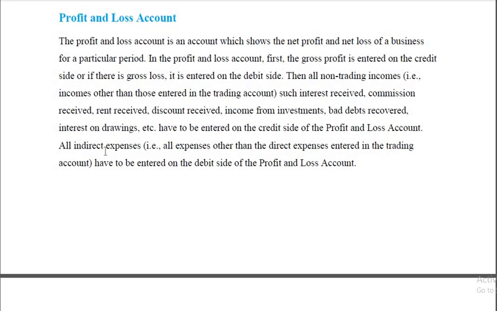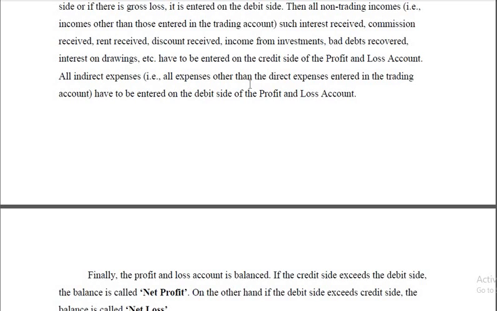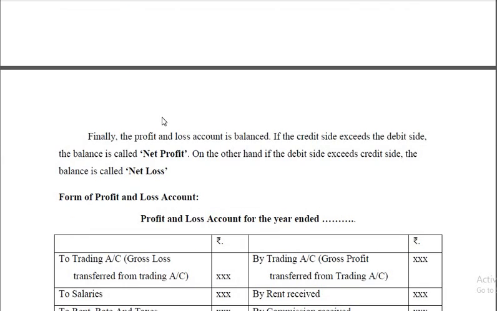Similarly, on the debit side, all indirect expenses, all the expenses other than direct expenses entered in the trading account, have to be entered on the debit side of profit and loss account. That includes, for example, salary paid, rent paid, commission paid, bad debts, depreciation, repair. So such other items, selling expenses, maintenance expenses, distribution expenses, all these are to be entered on the debit side.